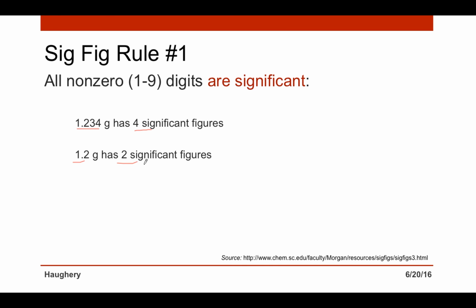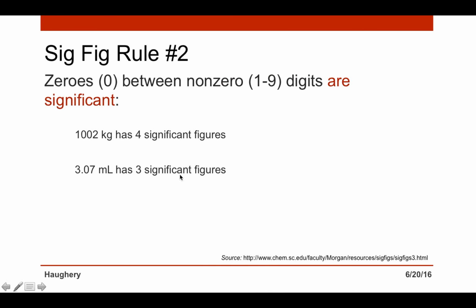2 numbers, 2 sig figs. Looking at zeros between non-zeros, anything that's a zero in between 2 numbers that aren't a zero, we think of those as sig figs. So there's 4 sig figs there. Even though that 0 is there, it's bounded by 2 non-zero numbers, so we're going to count it as a significant figure.